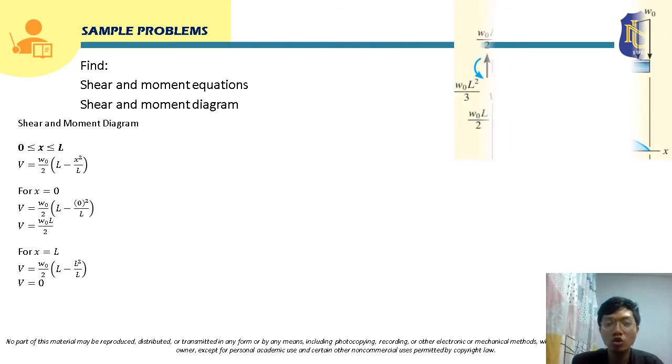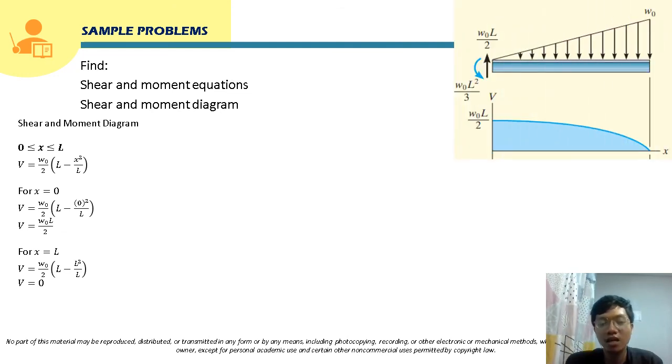Okay, so if we are going to plot this in the shear diagram, this will be our x-axis. The shear diagram will be drawn below the free body diagram of the beam. For x equal to 0, it will be at this point. The shear here is W sub O times L over 2. This is positive, so it will be plotted above the x-axis. So this will be the shear force here, again W sub O times L over 2.